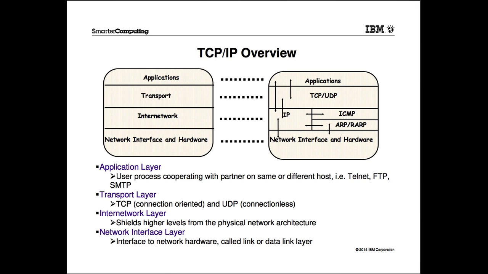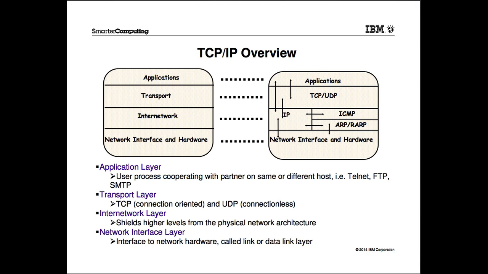Now, the concept of TCP/IP that is important for our purposes is layering. TCP/IP introduced layering, so there's an application layer, which is user processes cooperating with a partner on a different host. The transport layer, which is either TCP or UDP, is the layer the applications communicate with to talk to each other. And underneath that is the internetwork layer, or the IP layer, which shields the higher level layers from the physical network architecture. And finally, a network interface layer, which is the device drivers and DLCs.